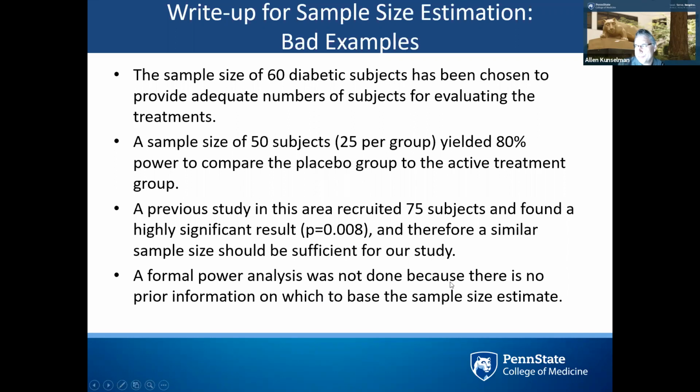And the last one: a formal analysis was not done because there's no prior information on which to base the sample size estimate. That sounds really good and logical, but maybe before diving headfirst into a randomized trial, do a pilot study first, actually get some information, or at least take your best clinical guess of what you think it is.